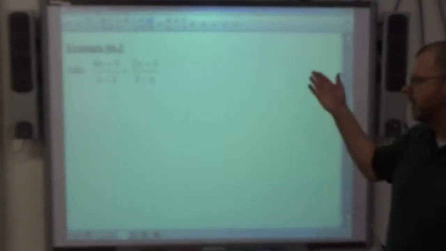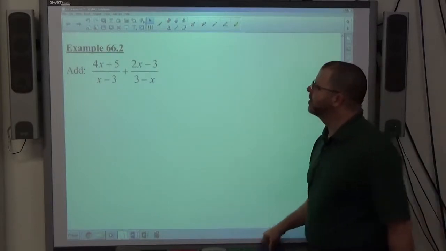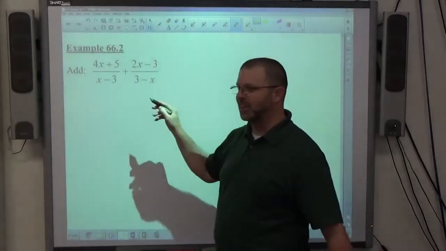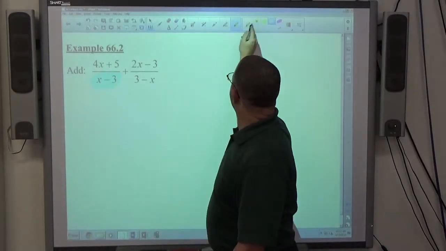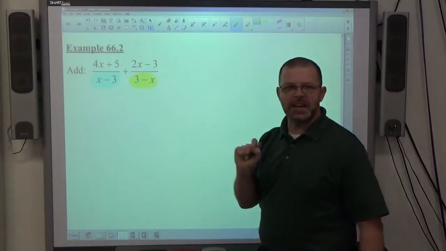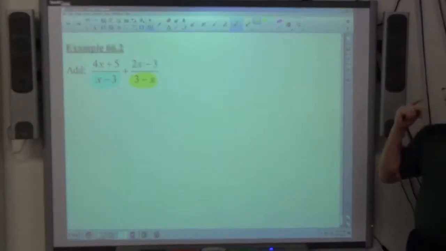Okay, example 2, same scenario. We have something over x plus 3 plus something over 3 minus x. A little bit less obvious this time because things aren't in the same order, but notice we have x minus 3 here, we have 3 minus x here. We have the exact same pieces, x and 3, but the signs are opposite. Okay? So I got to change one of them.